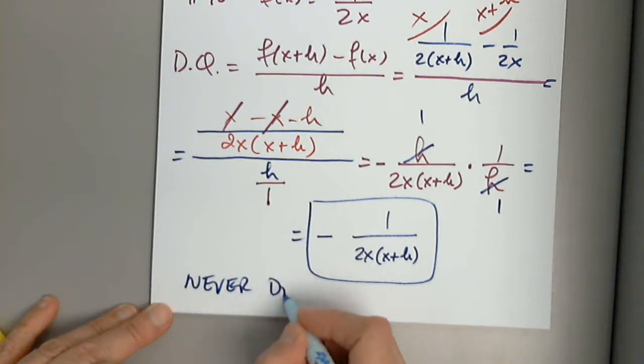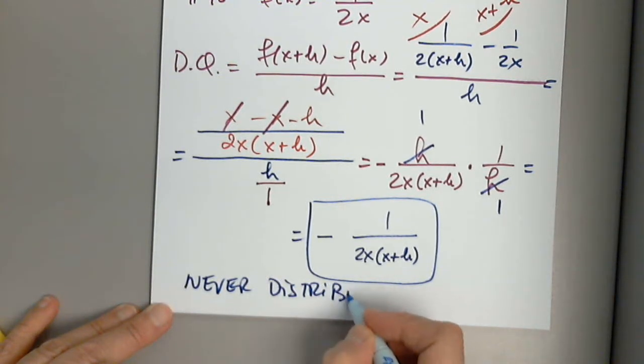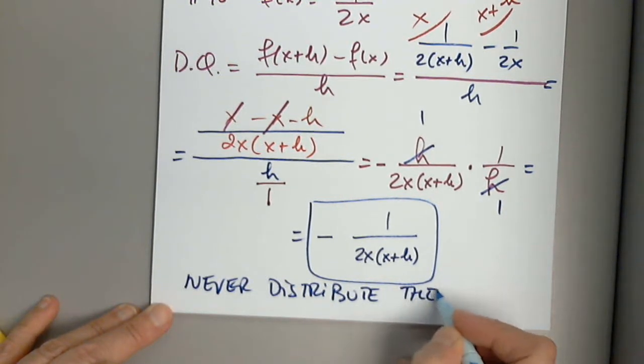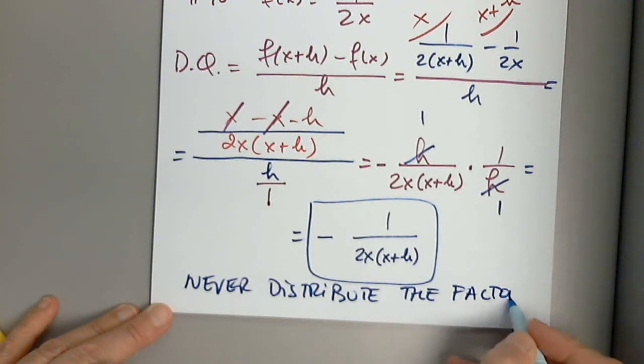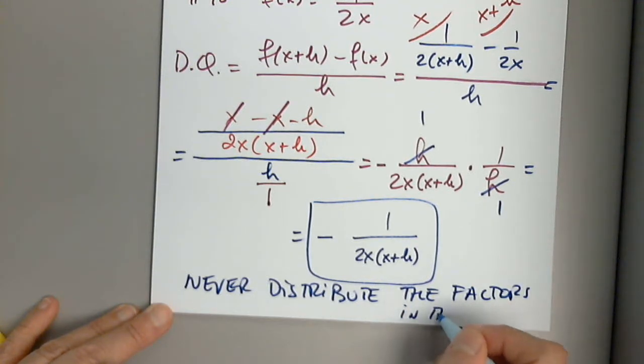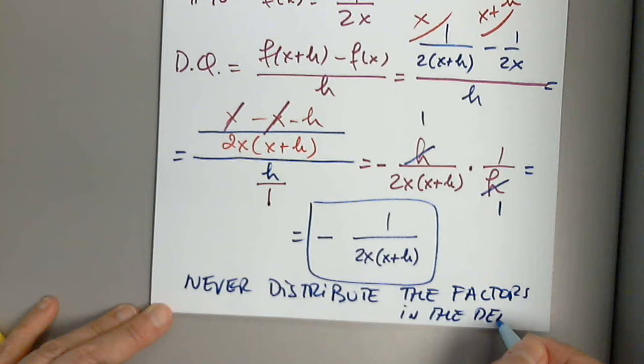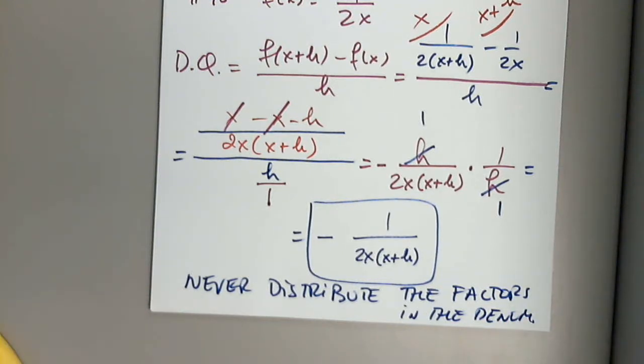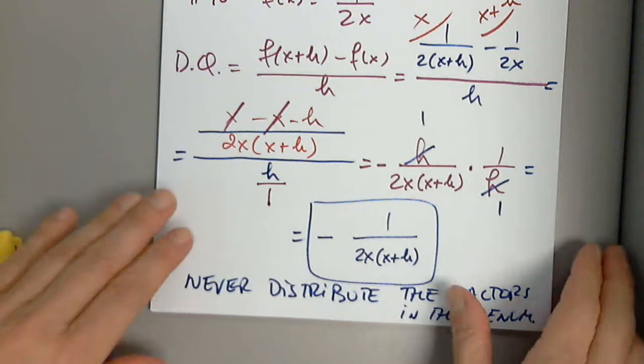Never distribute the factors in the denominator. We never distribute. It's not an error, it's not a mistake, it's a waste of time. And we need them factored. So never distribute the factors in the denominator. The denominator has to be a bunch of factors and not terms.